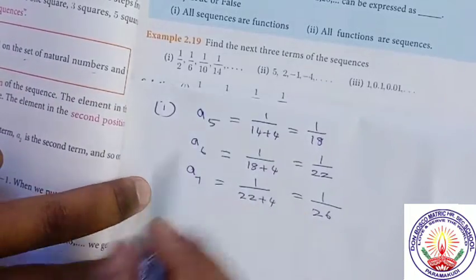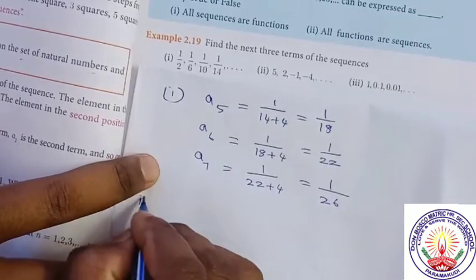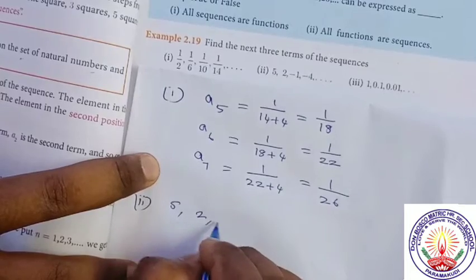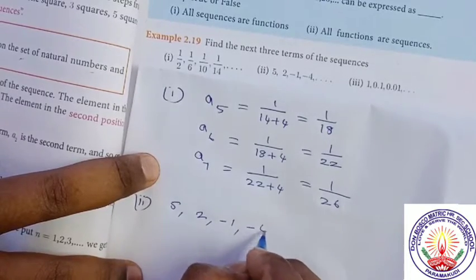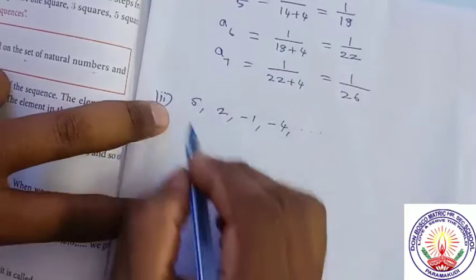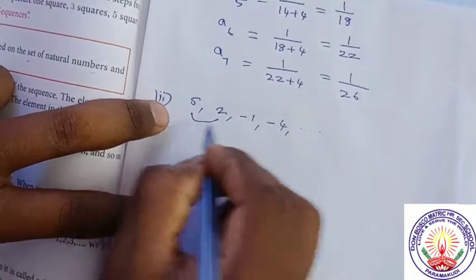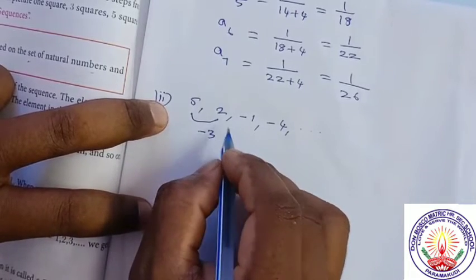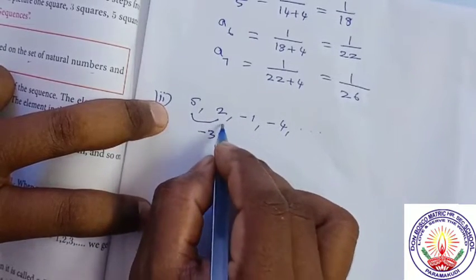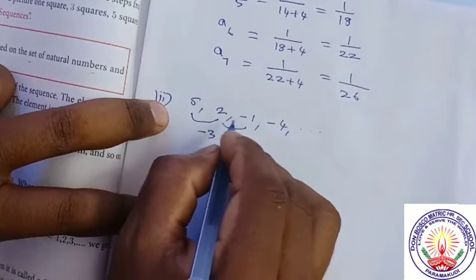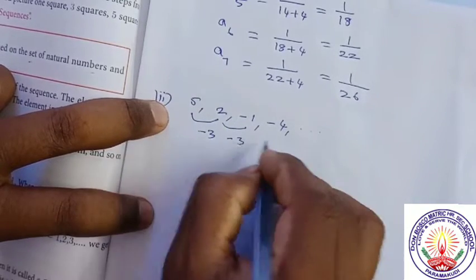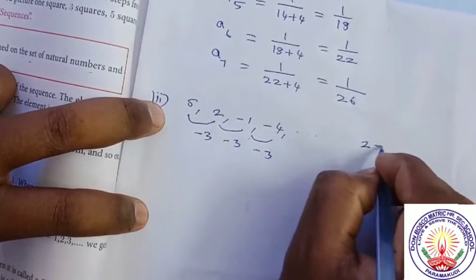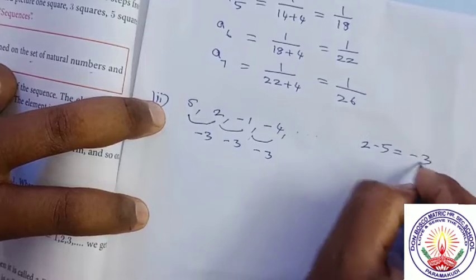Next, second question. What is the sequence? Sequence 5, 2, minus 1, minus 4, dot, dot, dot. Look at 5, 2. It is decreased. How much? 3. 2 minus 5 is equal to minus 3. Next one, here also decreased. How much? Minus 3. Here also decreased. How much? Minus 3. How? 2 minus 5 is equal to minus 3.